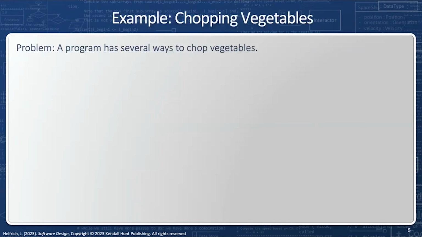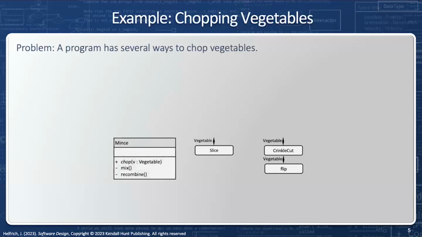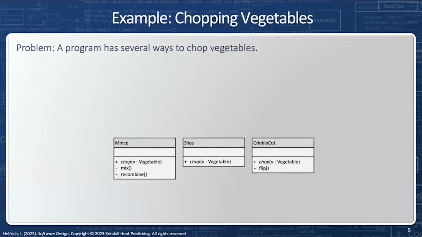So for an example, I want to have a program to chop vegetables. And there are several different ways I can chop vegetables. I can mince it, I can slice it, or I can crinkle cut it. Now, mince and crinkle cut happen to call other functions to do part of the work, but that's okay. So first of all, I'm going to take my mince collection of functions, and I'm going to put that into a class called mince, and chop we'll call mix and recombine. Now my slice will become its own class as well, and chop will just have the slice algorithm, and crinkle cut will have the chop method, but it'll also call the flip private method.